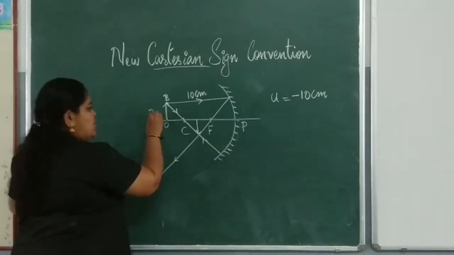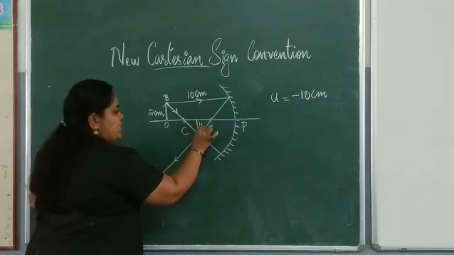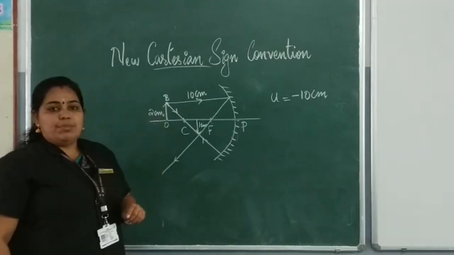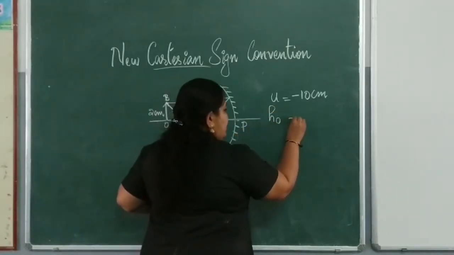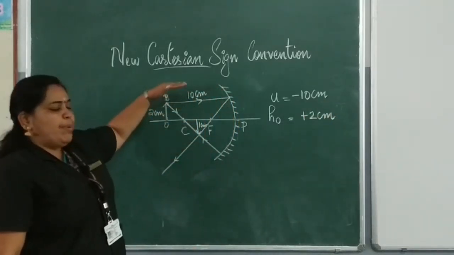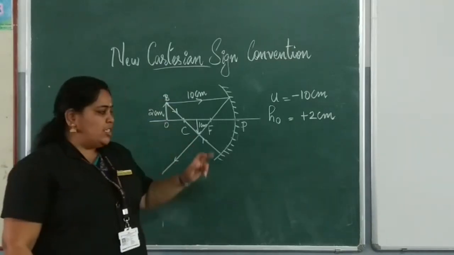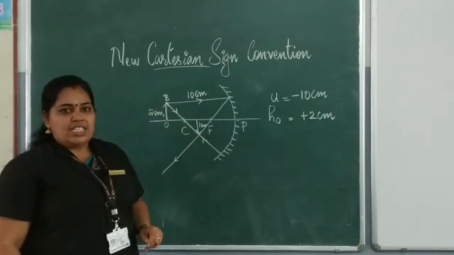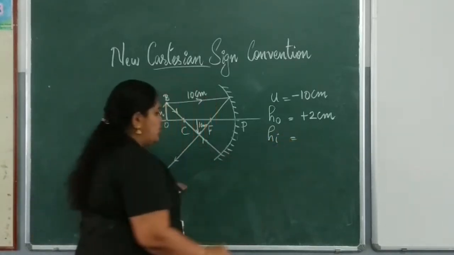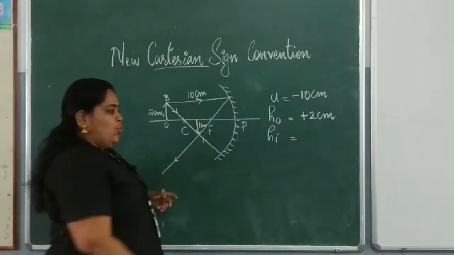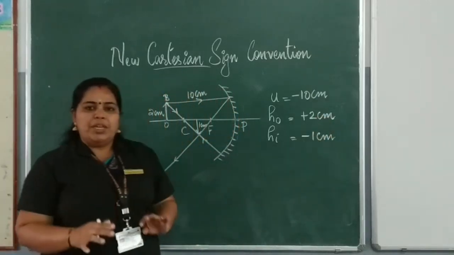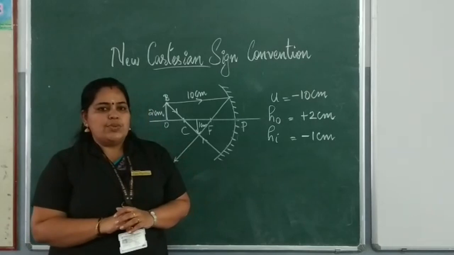For example, this is 2 centimeter and this is 1 centimeter. The height of the object is taken as plus 2 centimeter, because distances measured above the principal axis are taken as positive and those below are taken as negative. So how will you tell the height of the image? Height of the image is, here it is given 1 centimeter, so you have to write it as minus 1 centimeter. This positive, negative will not be given. We have to put this positive and negative.